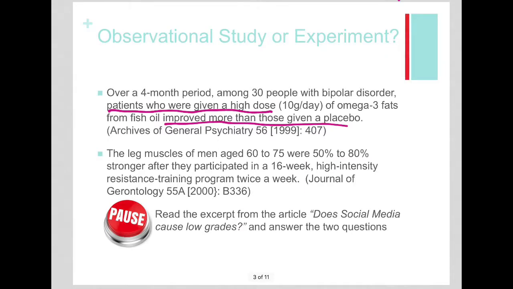So on your guided notes sheet, there is an actual snipping from an article called Does Social Media Cause Low Grades? I would recommend pausing now just to read it so you can answer the 2 questions that go along with it, so that you're still flowing with the whole guided notes sheet. So if you pause now, do that, and then unpause.